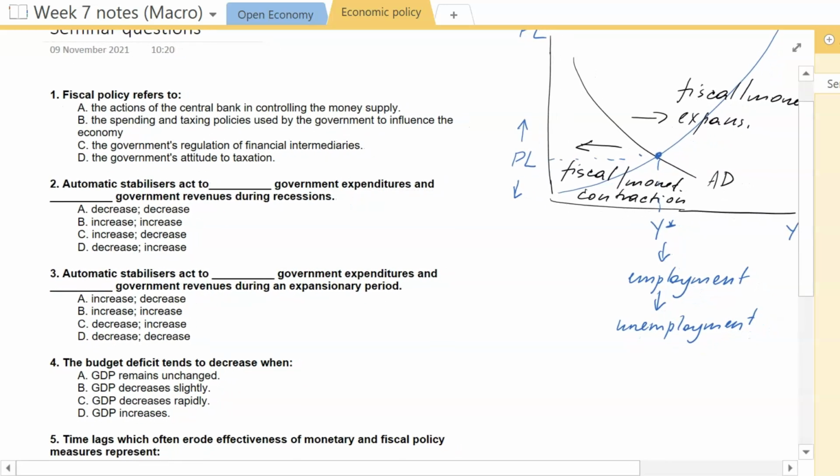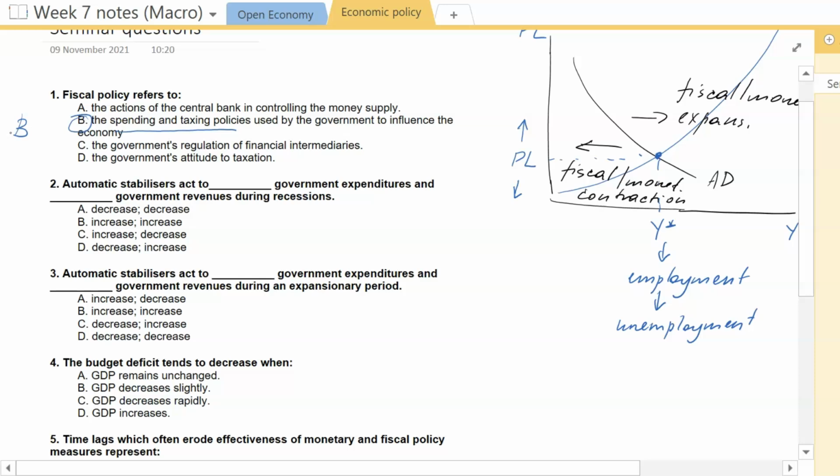Fiscal policy, just a basic definition. Fiscal policy focuses on spending and taxing by the government. Fiscal policy is controlled by the government, and fiscal policy determines the amount of government expenditure and taxes in the economy. Correct answer is B.